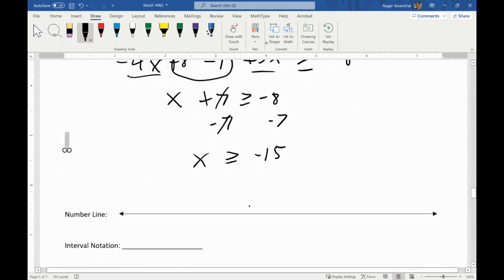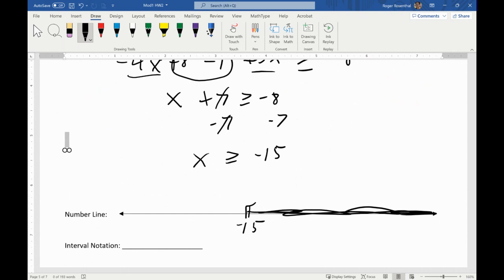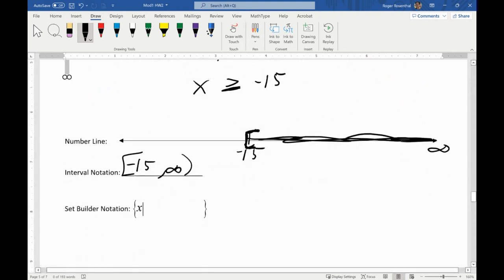On a number line, that means starting at negative 15, it's everything greater than it, and also including negative 15 itself, so you put a bracket. The interval here goes from negative 15 on the left to infinity on the right. So I get negative 15 to infinity, parentheses on the infinity, and because of the equals part of this, bracket on the negative 15. I think I'll skip the set builder notation. We've done enough of those.